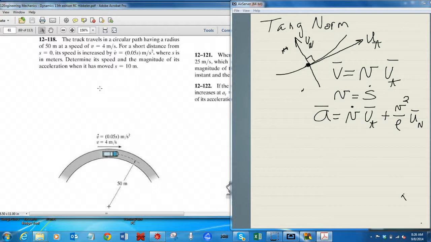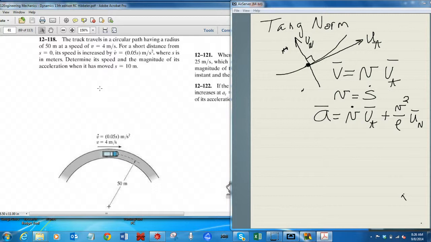What are we going to do? Okay, radius of 50. They tell me the radius of curvature. Thank goodness, right? So I got that. They say that it has a speed of 4 at some point. Like right up here at the top, he's got a speed of 4.